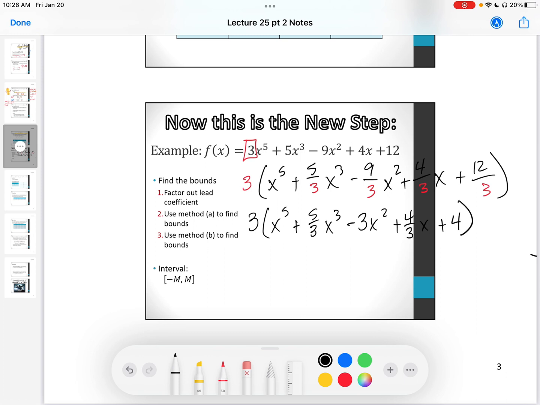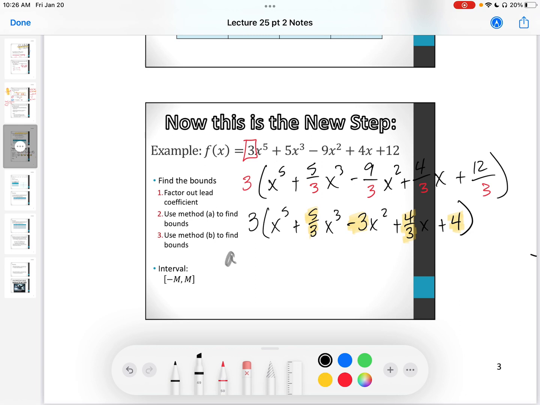Okay, so the first step, I've got to factor out the lead coefficient. That's what I just did. Once I do that, I'm going to look at the coefficients: 5/3, -3, 4/3, and 4. And I'm going to pick either A or B. It does not matter which one you use.